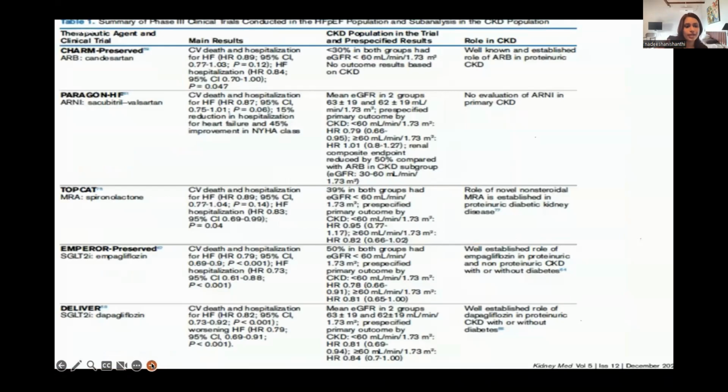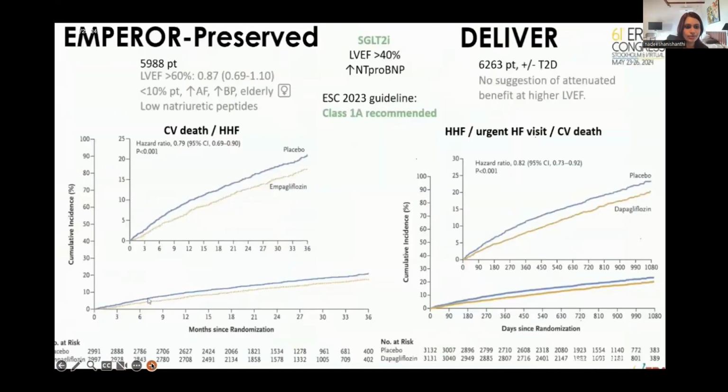So there are a few trials. I'll let you know what those are, right? So this is the number 1 trial with SGLT2 inhibitors. There are 2 trials. So we showed that for the heart failure patients, these SGLT2 inhibitors reduced cardiovascular deaths as well as hospitalization with heart failure. And it's a class 1A recommendation, right?